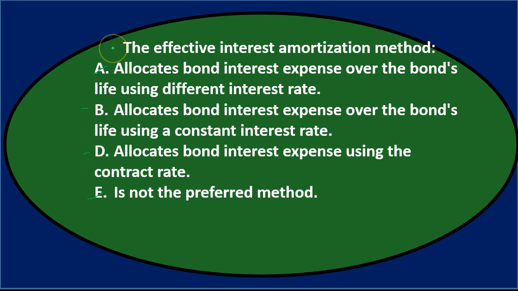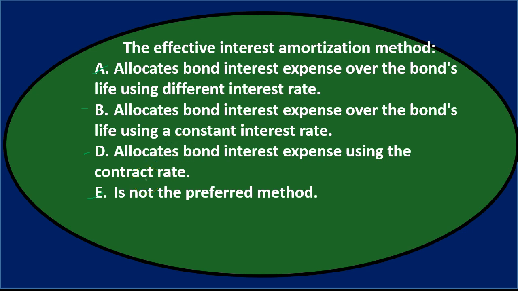If we go through this again, the effective interest amortization method, either B, allocates bond interest expense over the bond's life using a constant interest rate, or D, allocates bond interest expense using the contract rate. Now, if you think about those two, note that B can be true without D being true. However, D can't really be true without B being true. In other words, B, if we allocate the bond interest expense over the bond's life using a constant rate, meaning we're going to use the same interest rate over the life, that could be true whether or not that constant rate is the contract rate.